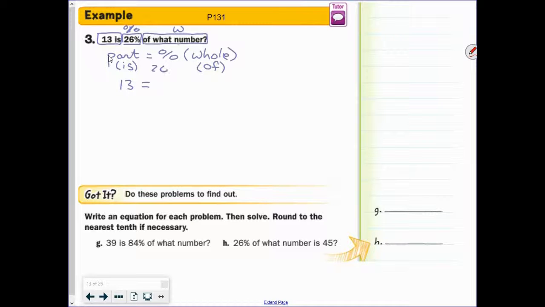But remember, I have to turn our percent into a decimal by moving the decimal point 2 places to the left. It's like dividing it by 100. And I get 0.26, and then I don't have the whole, so we're going to use the variable w to represent it. How am I going to get w by itself? Well, just like on the previous problems, because 0.26 is being multiplied by w, I'm going to get rid of that by doing the opposite, which is to divide by 0.26.